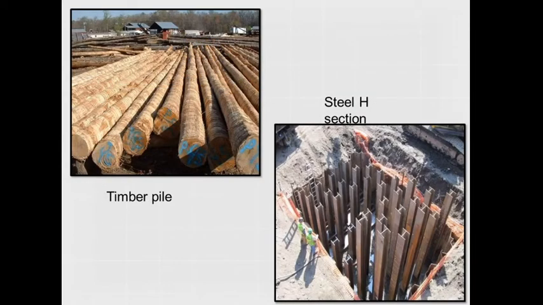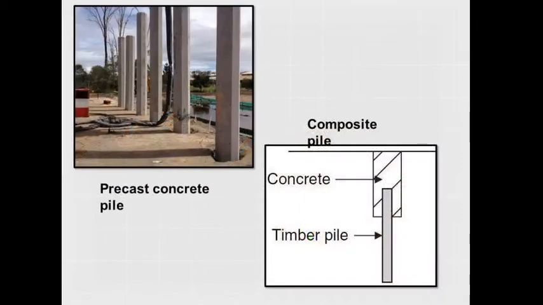These are timber pile, steel H-section pile, precast concrete pile, and composite pile, that is, a combination of both materials, concrete and timber. So these are the different types of pile according to the material used for construction. First, the timber pile.